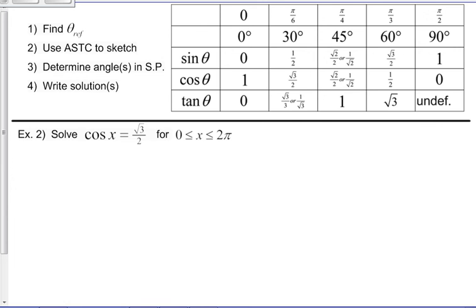Let's try it with another one. So cos x equals root 3 over 2. Find the reference angle. Where is cosine root 3 over 2? Just go over. Hey, look at that. It happens to be at pi over 6 again. That doesn't mean that all our answers will be the same. So that's step 1. Step 2, think about ASTC.